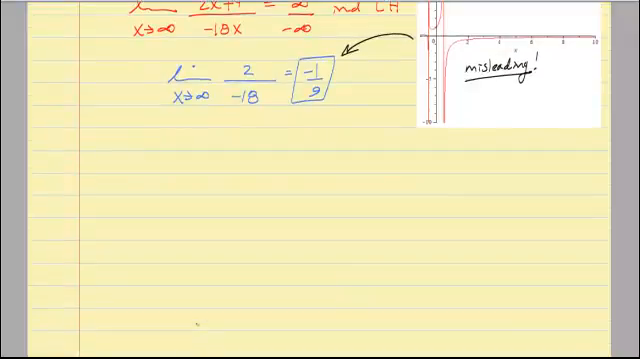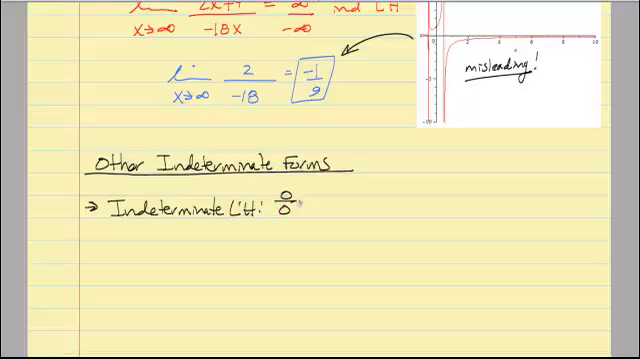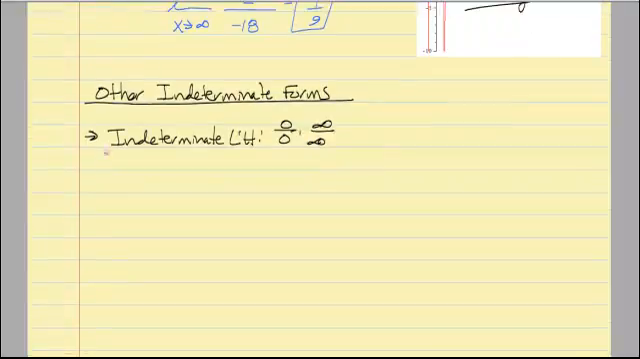Now there are other indeterminate forms that we have not talked about. Of these other indeterminate forms, remember, only some of them are indeterminate L'Hopital's. So let's look at the indeterminate L'Hopital's again. Indeterminate L'Hopital's was 0 over 0, infinity over infinity, and of course negative infinity over negative infinity, or positive infinity over negative infinity, etc. So these are our indeterminate L'Hopital's.